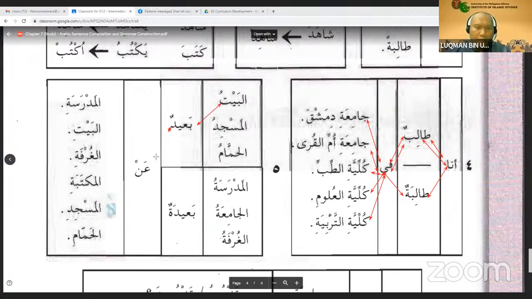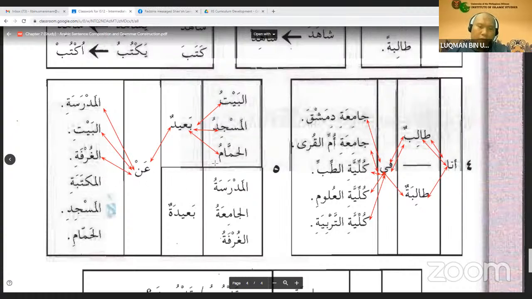Okay, so the house is far from the school. Al-masjidu ba'idun anil bayt. The masjid is far from the house. Al-hammamu ba'idun anil ghurfa. The washroom is far from the room.